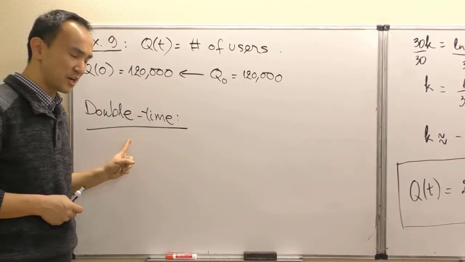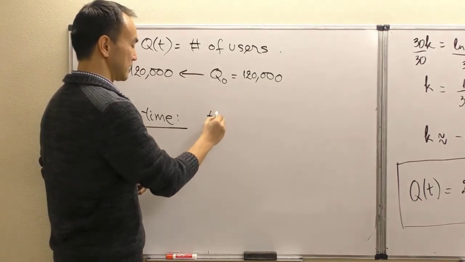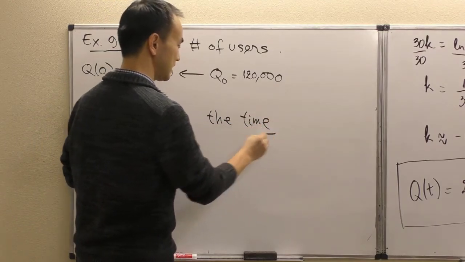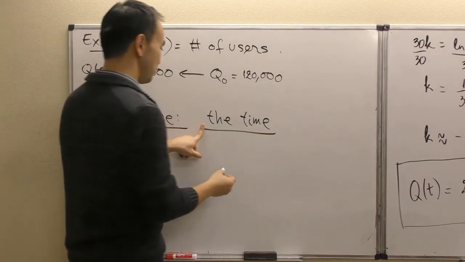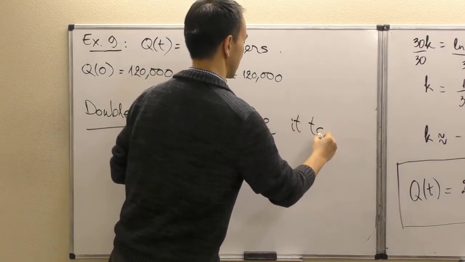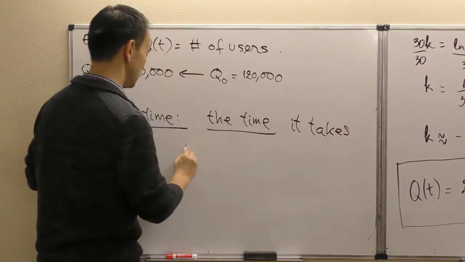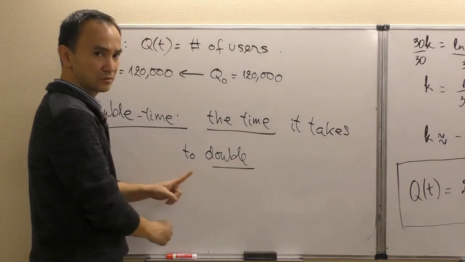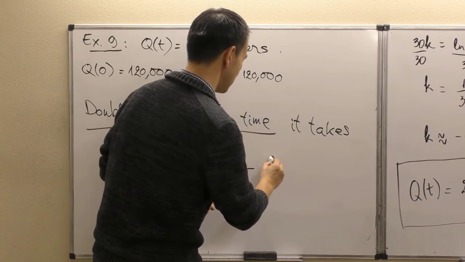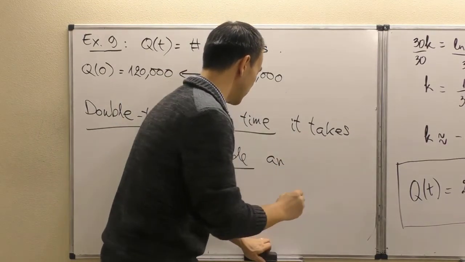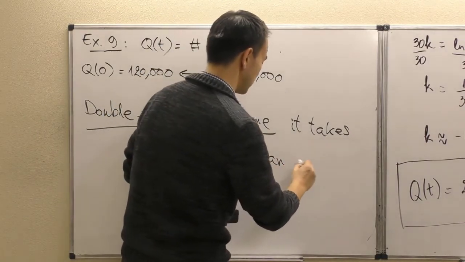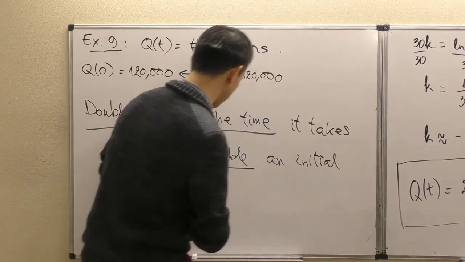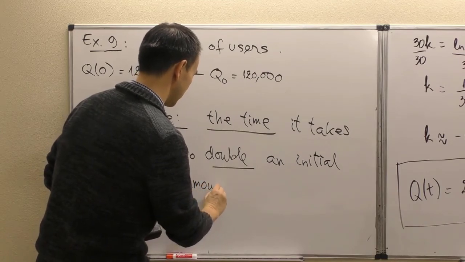Okay, so now double time. What does double time mean? Similar to half time, double time means the amount of time it takes to double an amount, or an initial amount. All right, so that gets things clear.